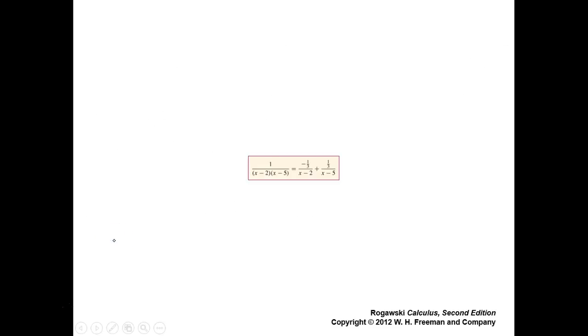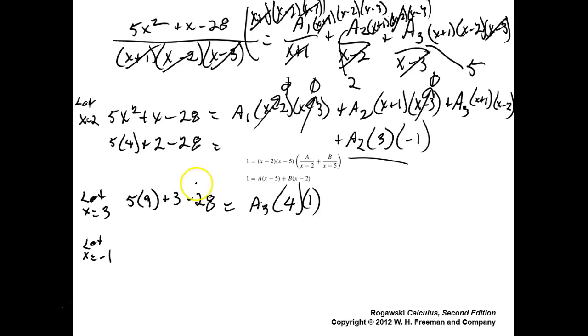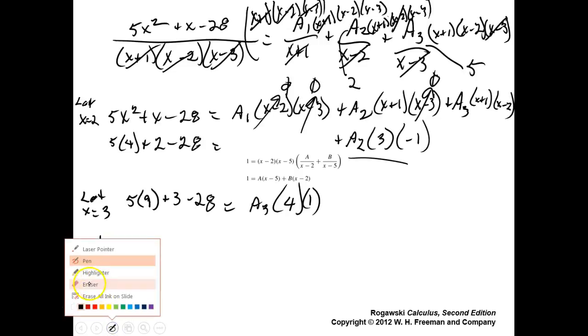Guess what the next one will do? Let x equal -1. Okay? Because we want that term to go to 0. So let me get my eraser here and erase the things I don't want there anymore. All right. When x is -1, what's your first term? Okay, it'll be 5.